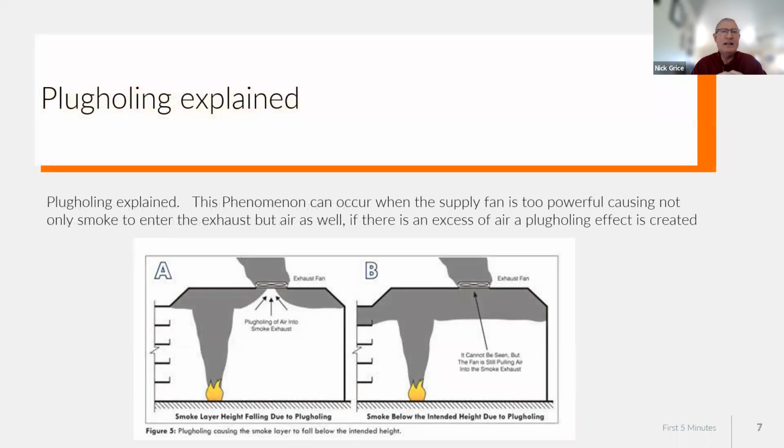So that's plug holing there. You can see where it's starting to plug hole. You've got your smoke layer level there, and inside there you can't see it, but more air will be taken out than smoke, and the smoke layer level falls down below the design height of the fire. When I say design height of the fire, that's an engineering term.